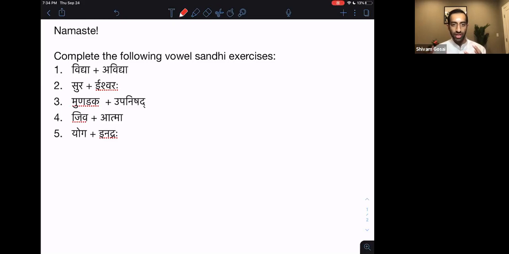Mundaka plus Upanishad. A plus U becomes O. So Mundakopanishad. Gunasandhi. Jiva plus Atma. A plus A. So these look similar, so they're savarna. Savarna means they look similar. So A and A look similar. So it's Jivatma.